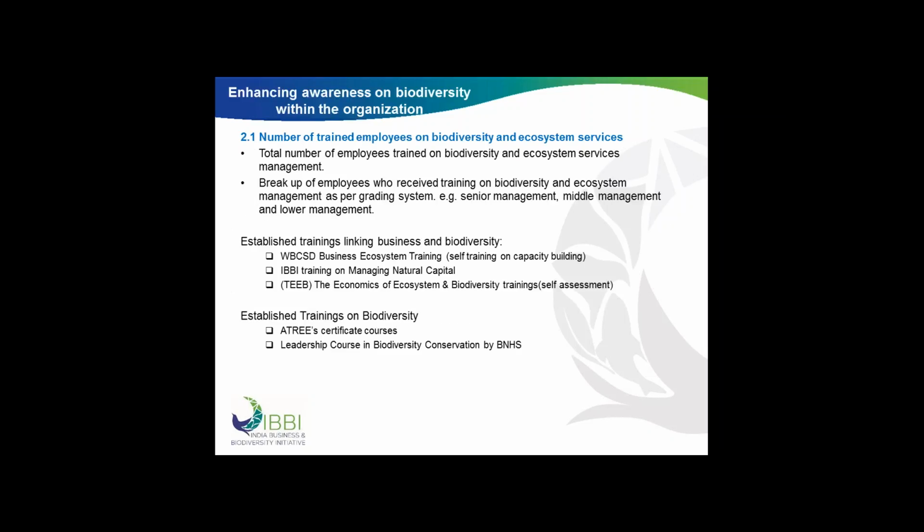The next core indicator is 2.1, which says the number of trained employees on biodiversity and ecosystem services. This falls under the declaration point which is about enhancing awareness on biodiversity within the organization. The company is required to share details of persons and also the level of persons who have undergone any form of training on biodiversity and ecosystem services management.